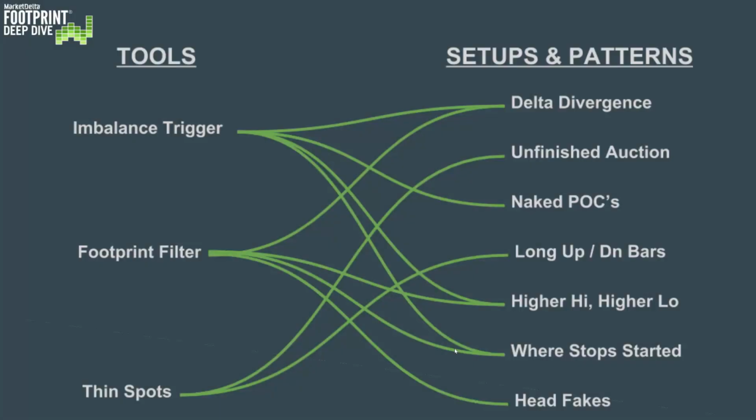All right, so I'm going to stay on this graphic for a moment. Before I get into it, don't think of this as a science where these lines, A plus B equals C, and that you have to use the imbalance trigger with the ones that it's drawn to. But we do want to give you an idea of some of the popular setups and patterns, and then which tool you would use to qualify that setup or pattern. So this is a very helpful graphic. Feel free to print it off or write them down.